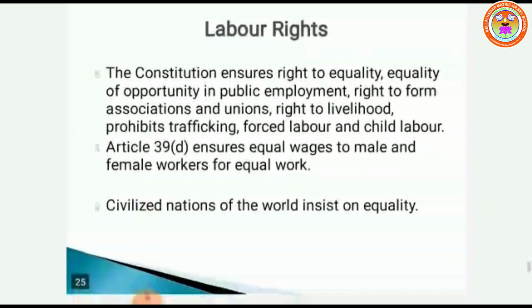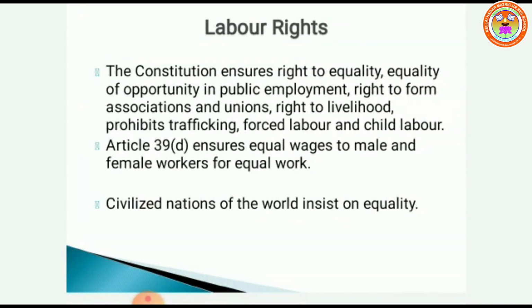Next we are going to see about labor rights. The Constitution ensures the right to equality of opportunity in public employment, right to form associations and unions, right to livelihood, and prohibits trafficking, forced labor and child labor. Article 39(d) ensures equal wages to male and female workers for equal work. This labor right says that whether it is a woman or a man, both of them have the right to get equal pay. They have the right to form associations. That's what this labor right says.